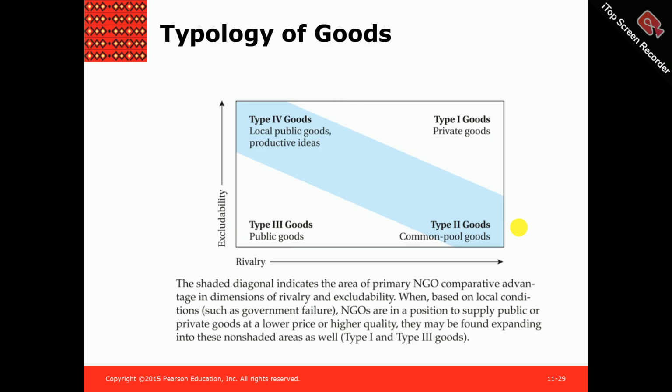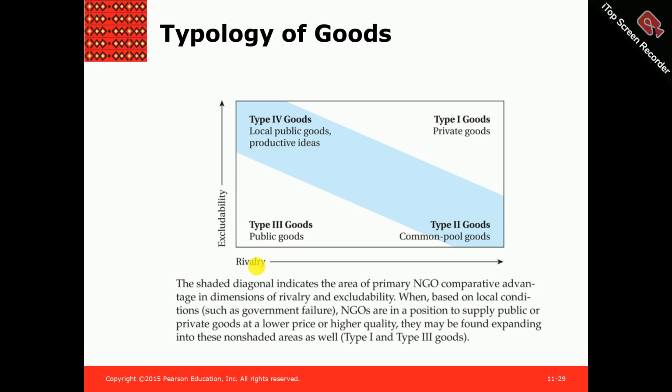So there are four types. Along this horizontal axis we measure rivalry, and along this vertical axis we measure excludability. When there is increased excludability and rivalry, then we have a private good, known as a type 1 good. Then we have a type 2 good, when there is no excludability but there is rivalry. When there is excludability but no rivalry, then there are local public goods. And type 3 goods are public goods, when there is non-excludability and non-rivalry in consumption.